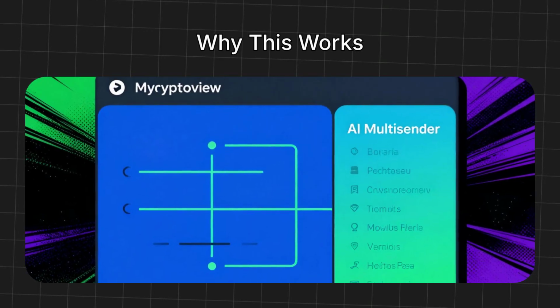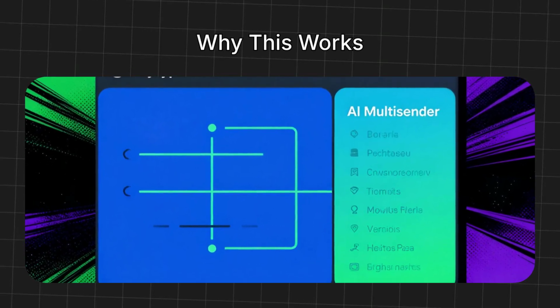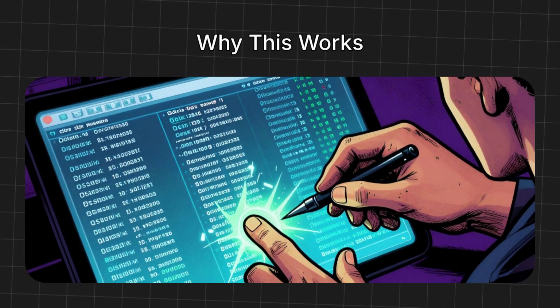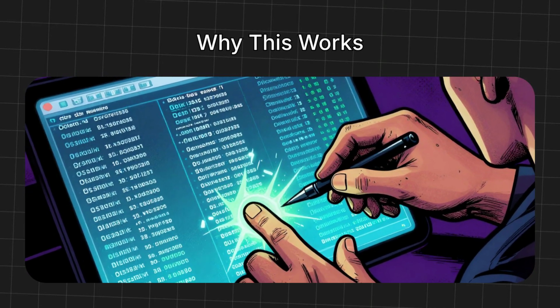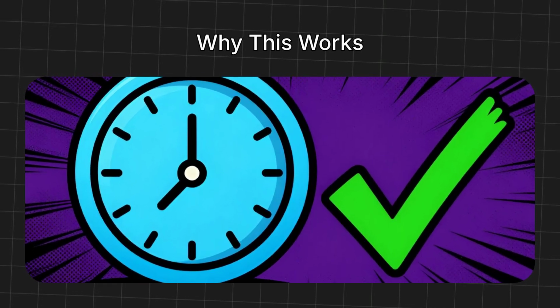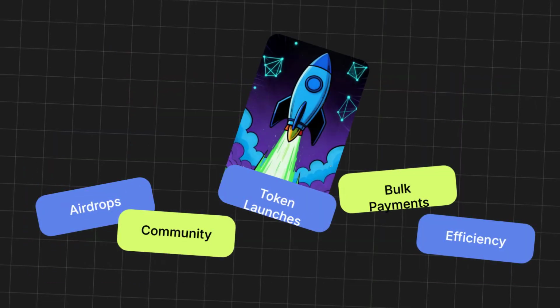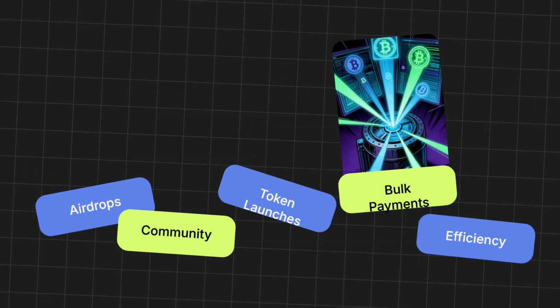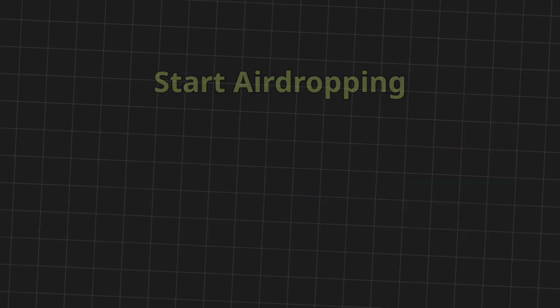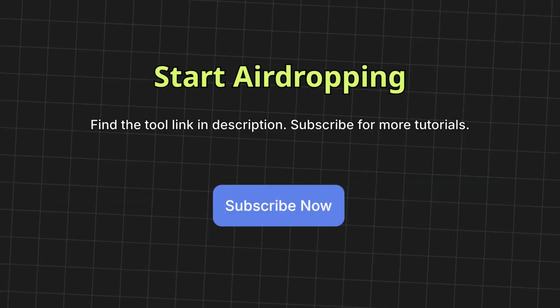Using a tool like the AI Multisender makes it much easier to send tokens to multiple wallets. It reduces manual work, saves time, and helps avoid errors. This method is commonly used for airdrops, community rewards, token launches, and bulk payments. That's how you use a Solana Airdrop tool step by step.